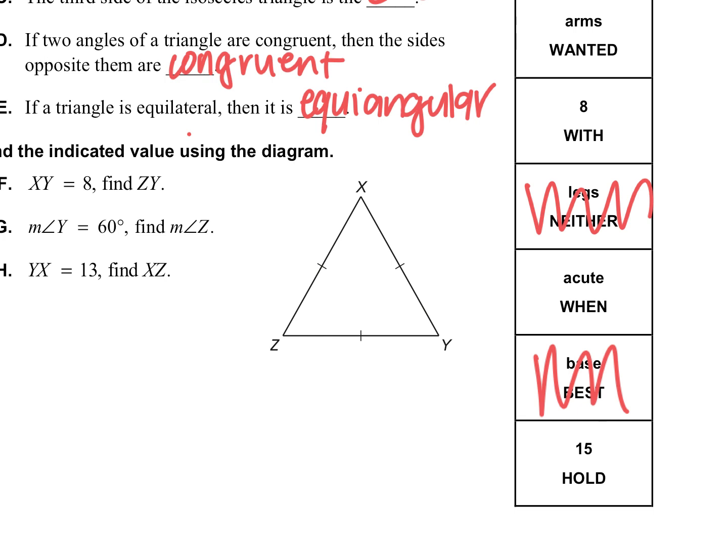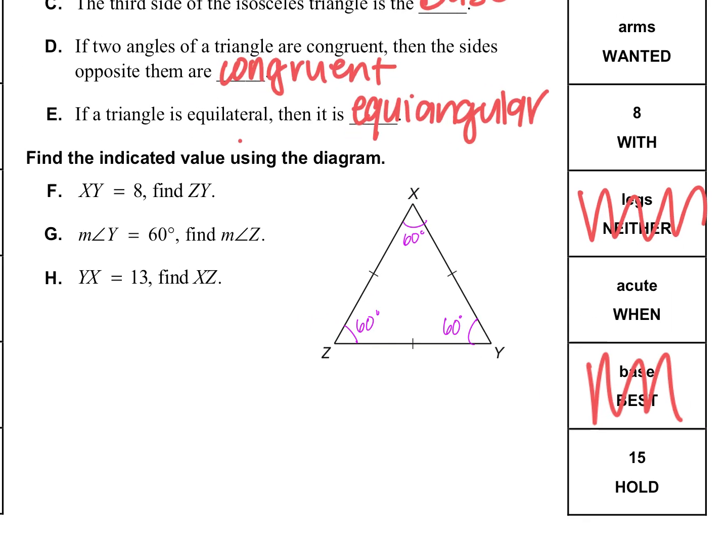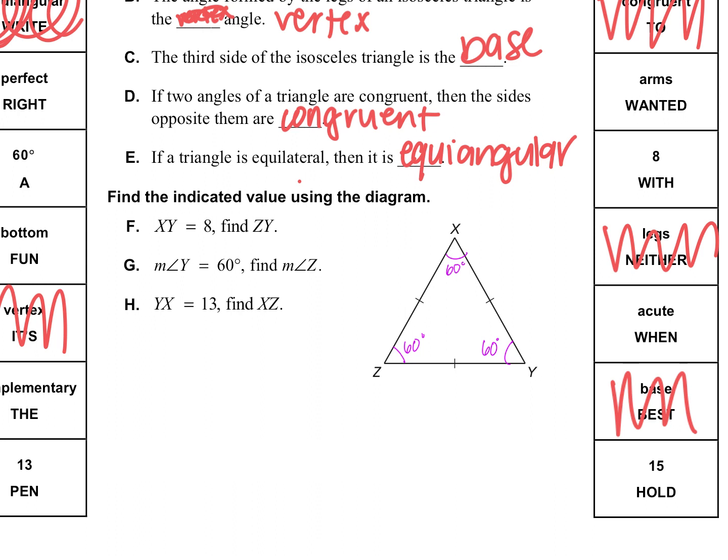Lateral starts with an L, lines, sides, equilateral. What is that telling me about my angles? They all have to be equal. So because I know that, what do all of these angles have to equal? 60, 60, 60. So now let's go ahead and read what it's asking.